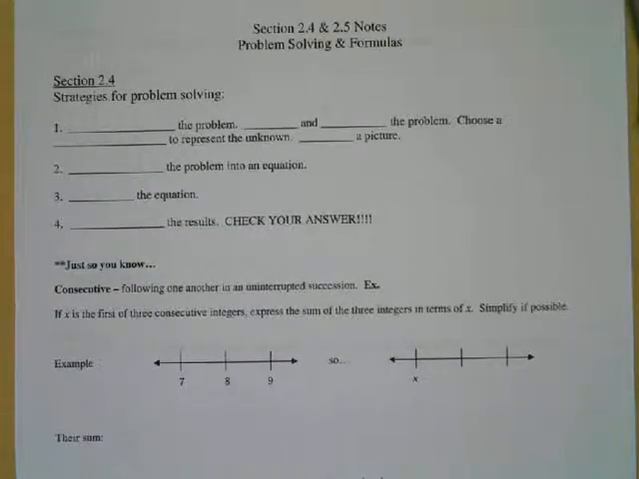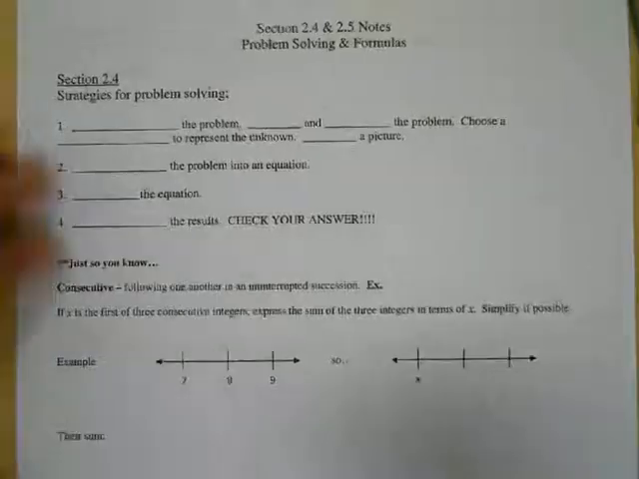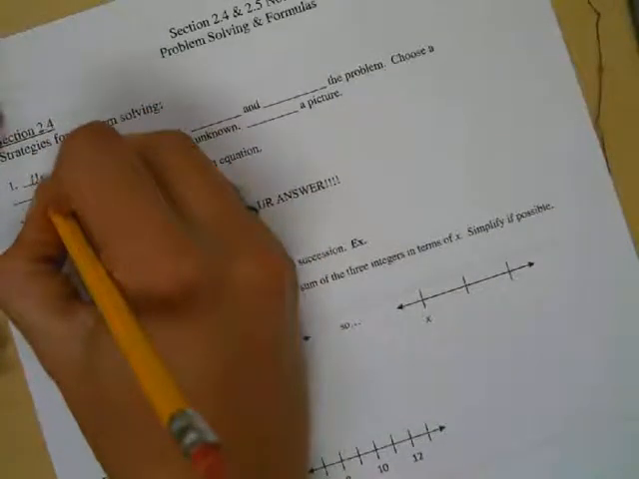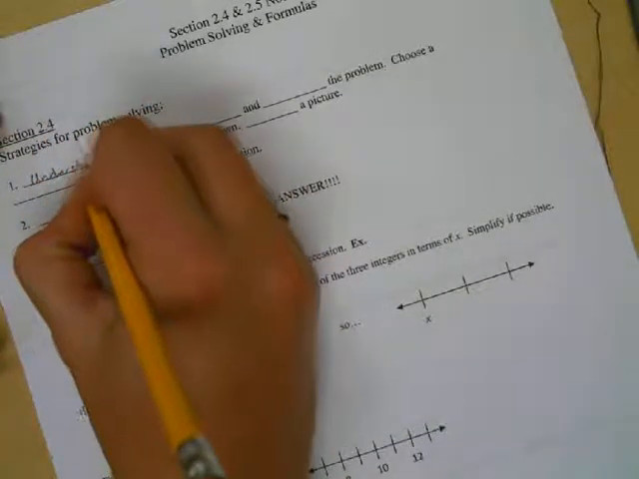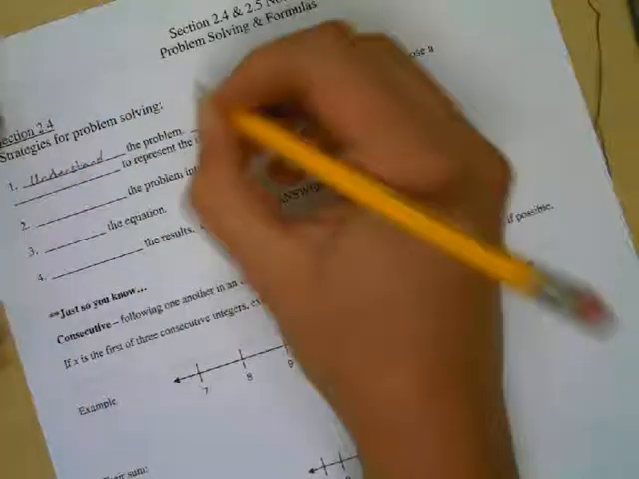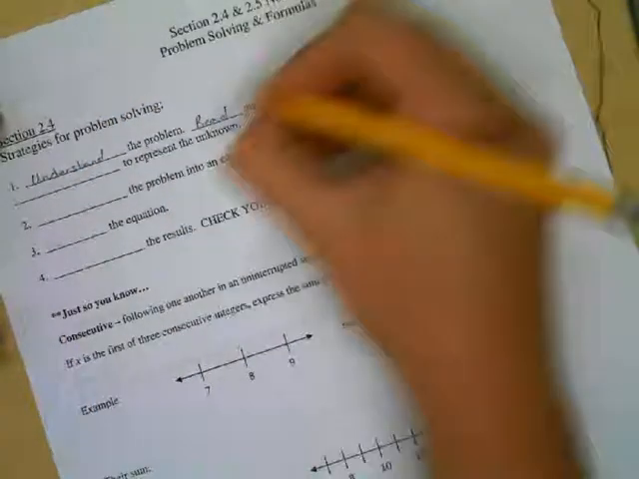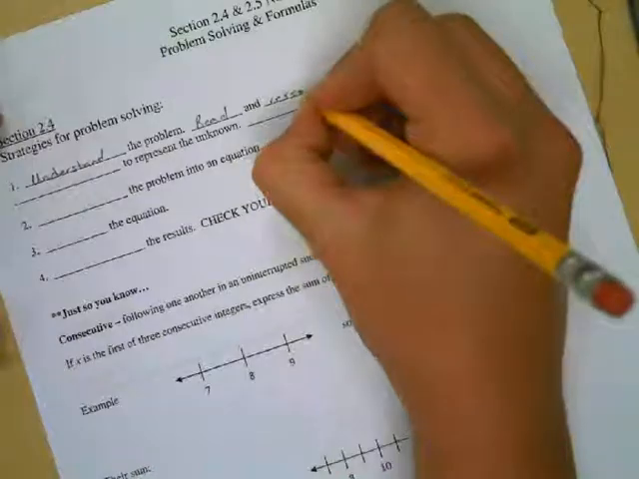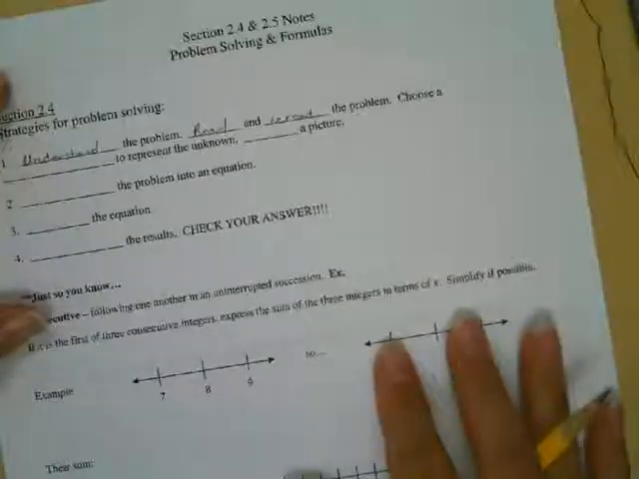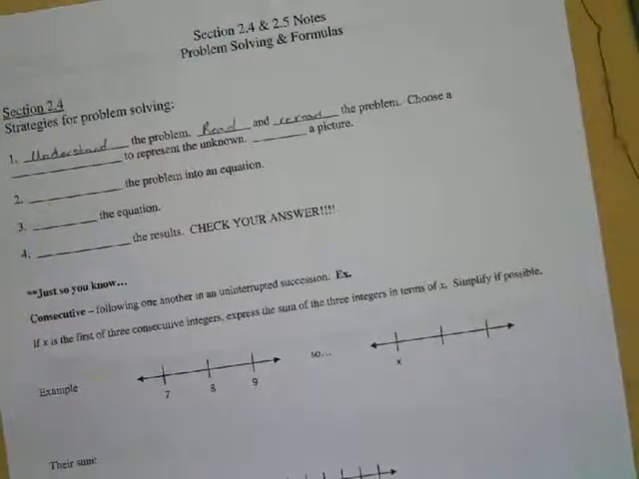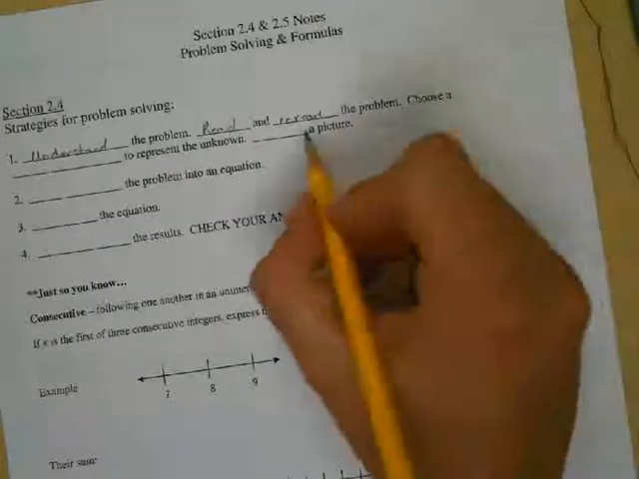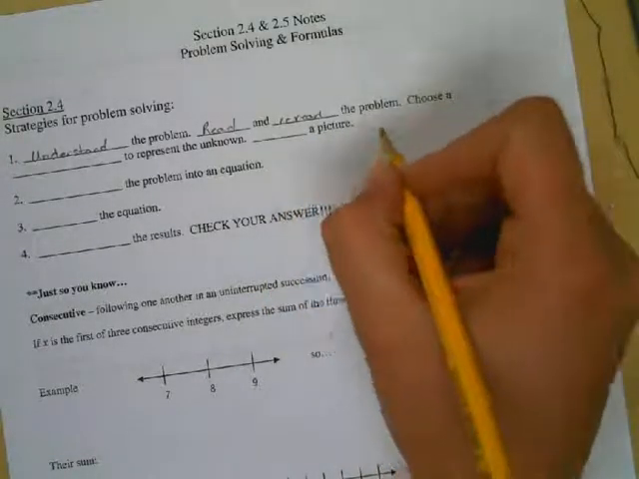Okay, so now we're going to look at problem solving, starting with strategies for problem solving. The first thing we want to do is understand the problem, which means that we read and we reread. That's super important. When you get to the end, you need to make sure that you're actually answering the questions that it's asking. So double check, make sure that you're understanding what they're wanting from you before you continue on.